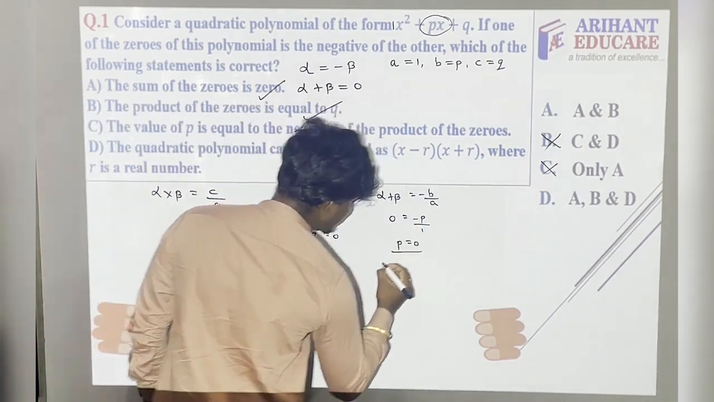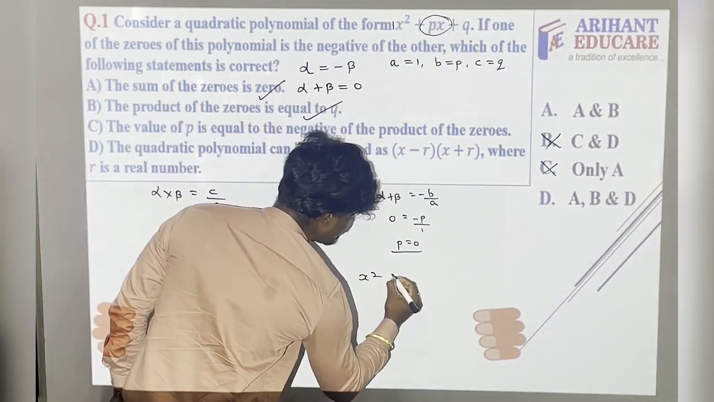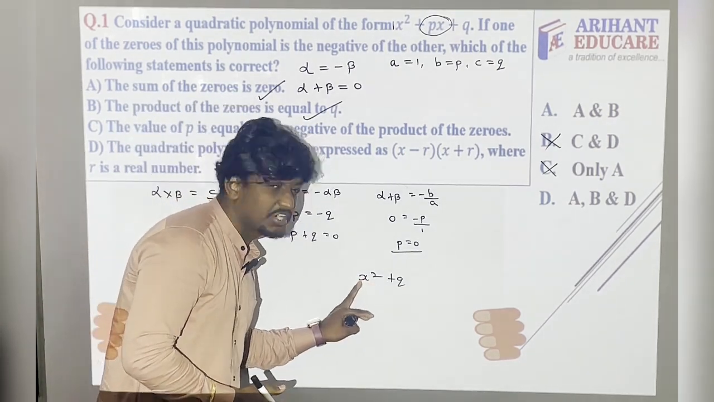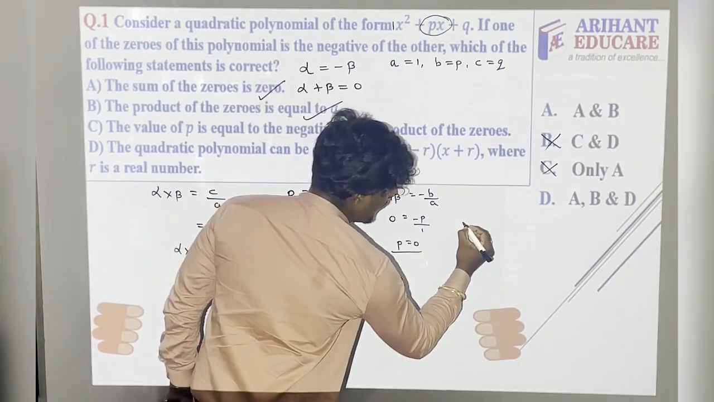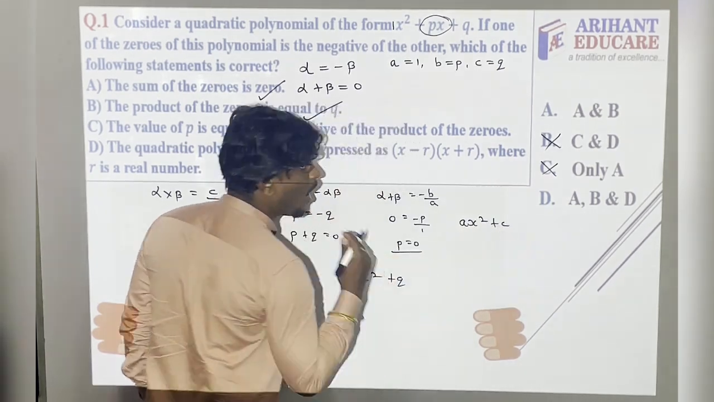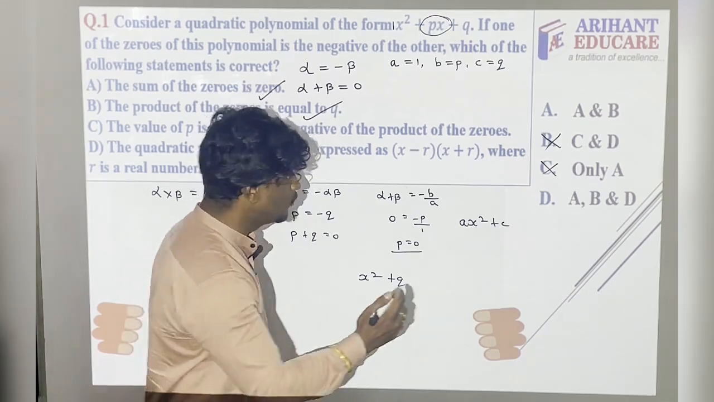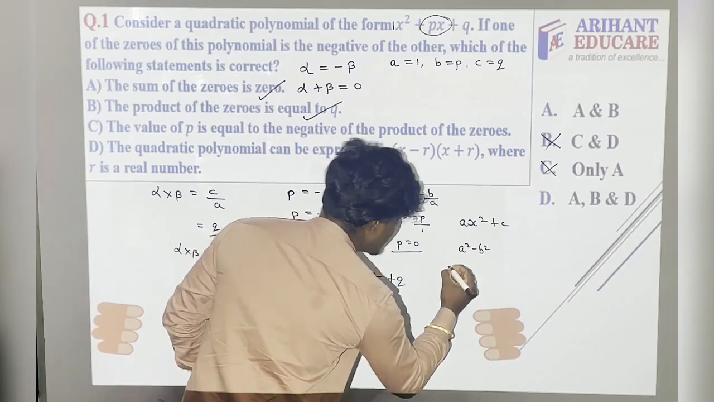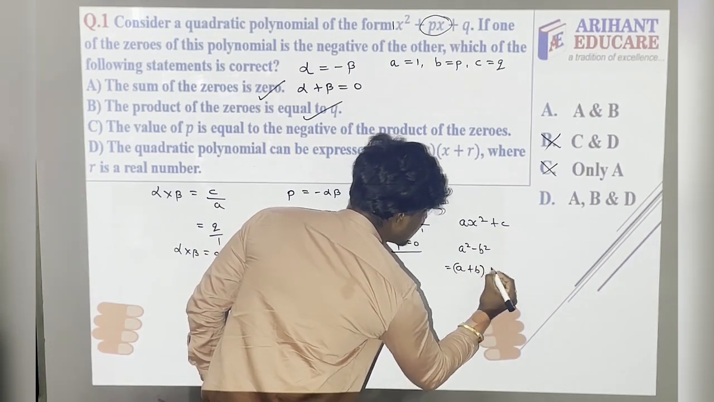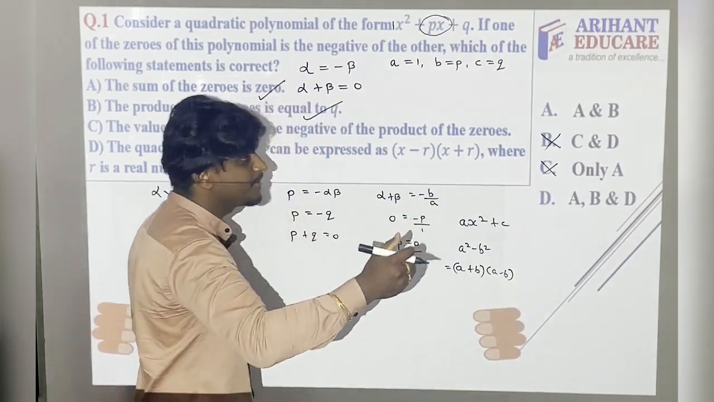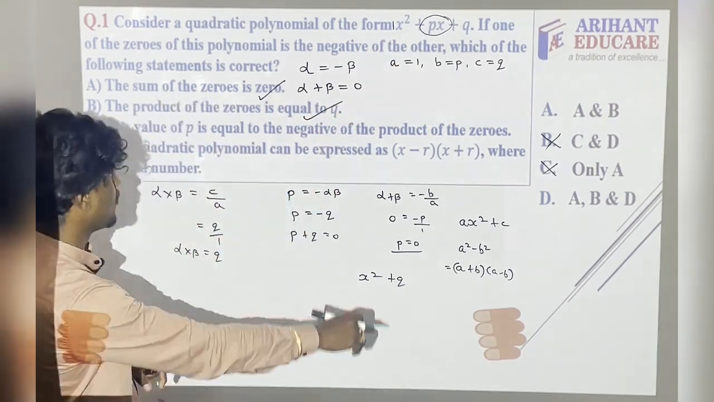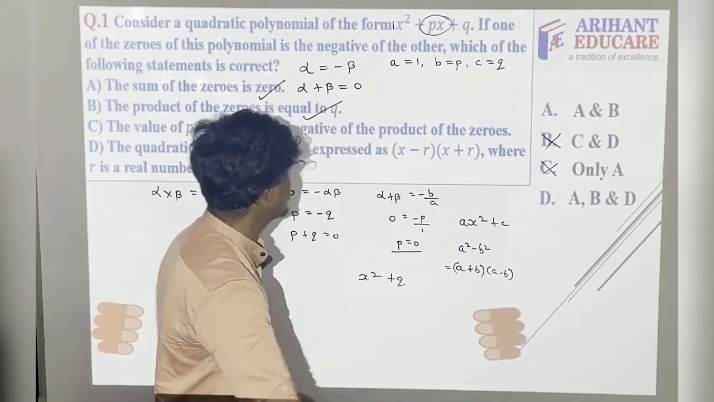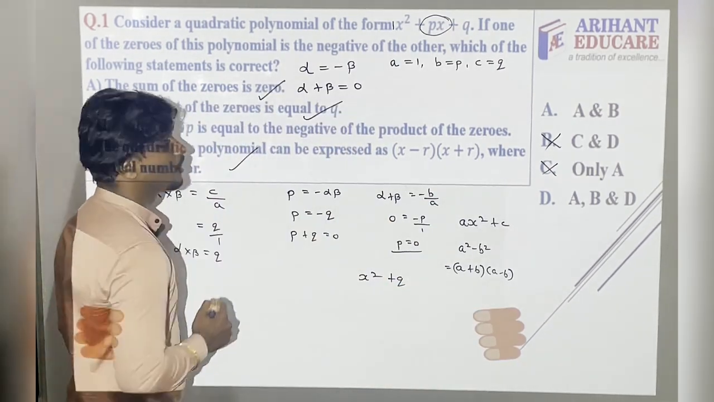So, my polynomial gets reduced to x square plus q. Now, what have we learned about factorization? There are only the first term and the last term. That means if a polynomial looks like ax square plus c, how do we factorize it? We factorize it by using the identity a square minus b square. And what does a square minus b square say? It is a plus b into a minus b. That means I can write this polynomial in the form of x minus r into x plus r, where r is definitely a real number. That means I can say statement D is also true.